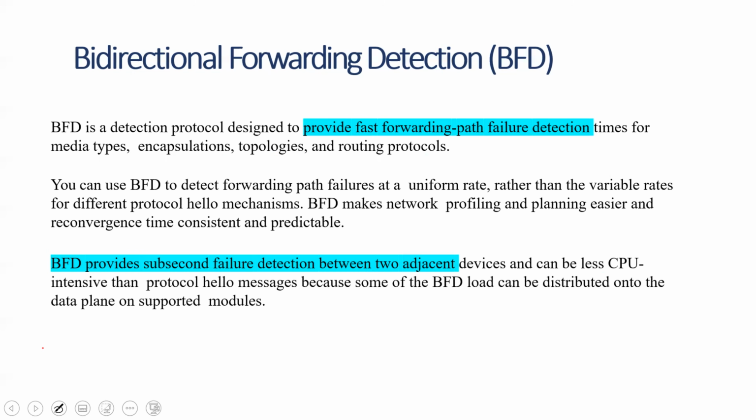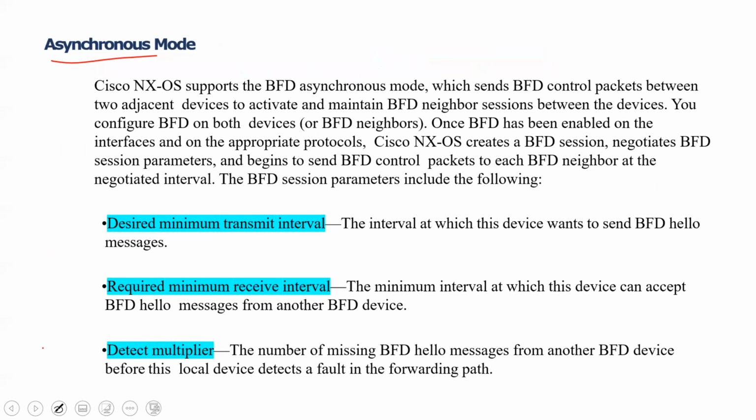Okay, we can go to the next switch and we can enable BFD in the asynchronous mode. Now what does asynchronous mode mean? It means that you have to go and enable BFD on both neighbors, neighbor A and B, and then BFD will come into the picture. It has three characteristics: TX, the desired minimum transmit interval; RX, the required minimum receive interval; and the failure detect multiplier.